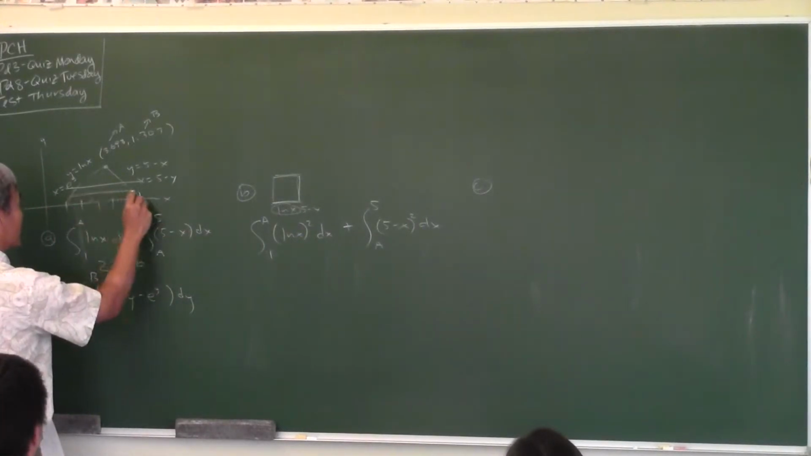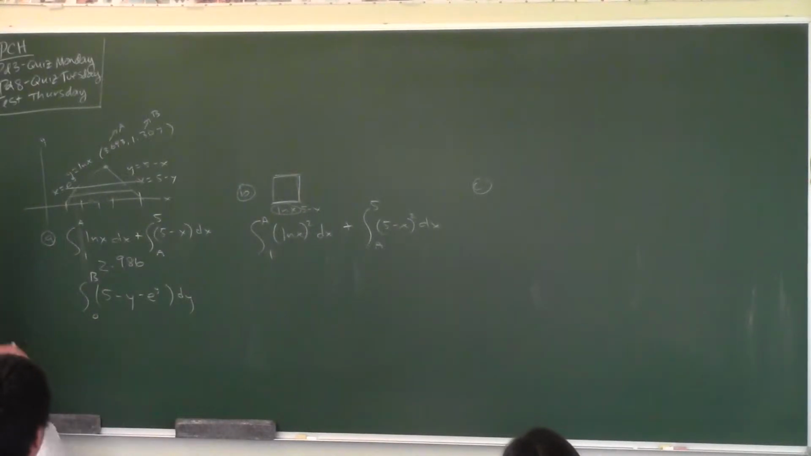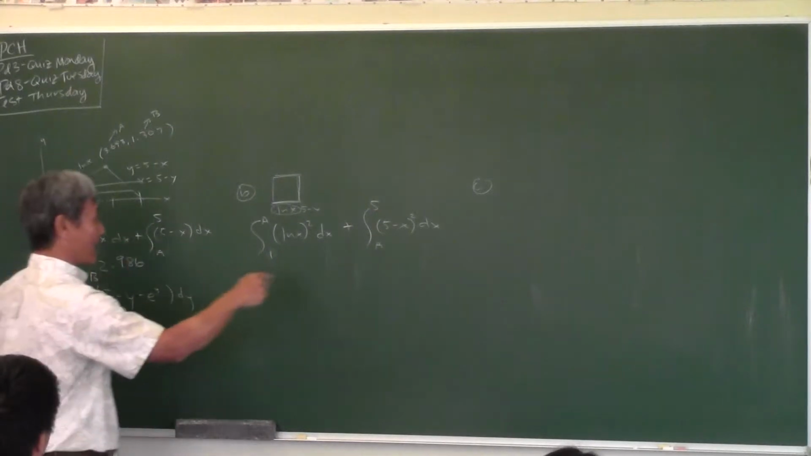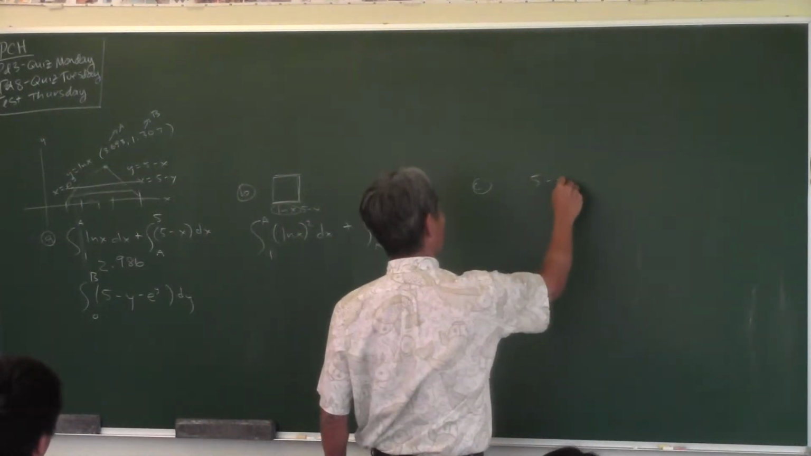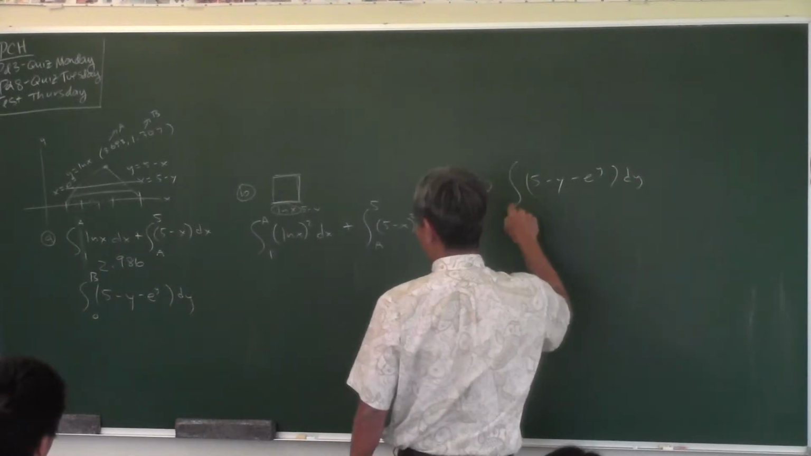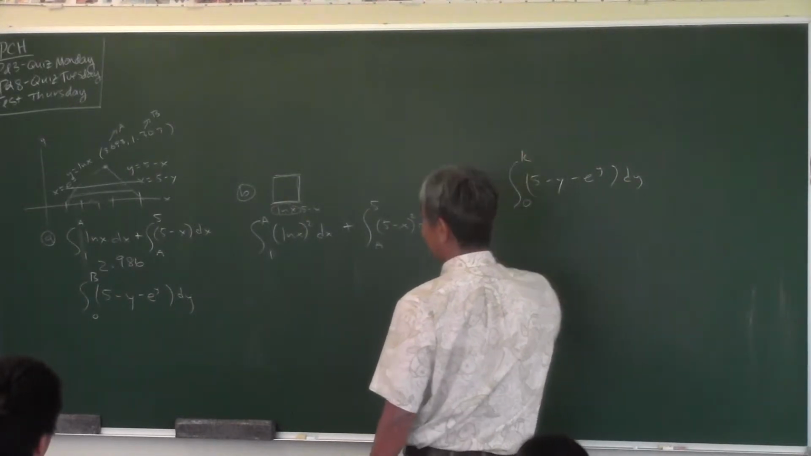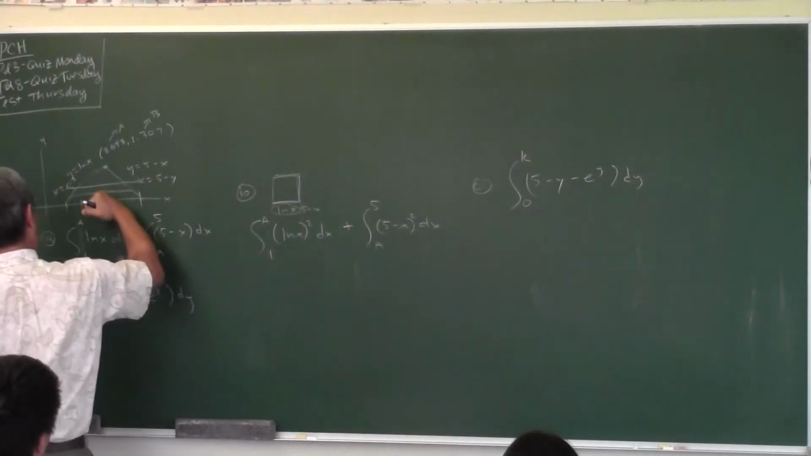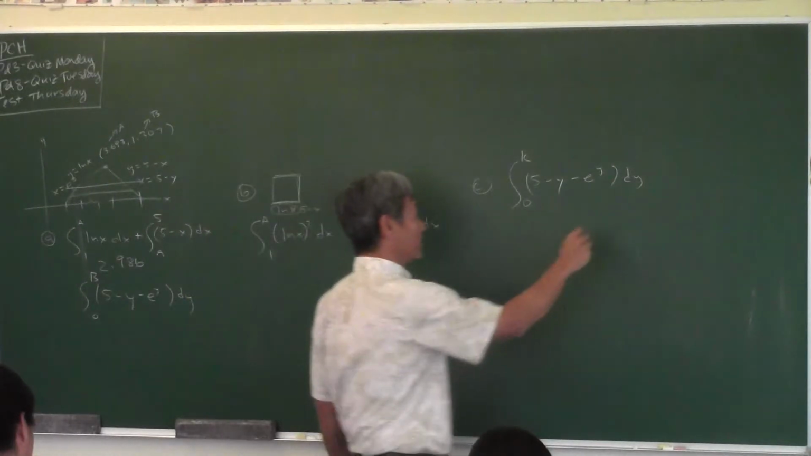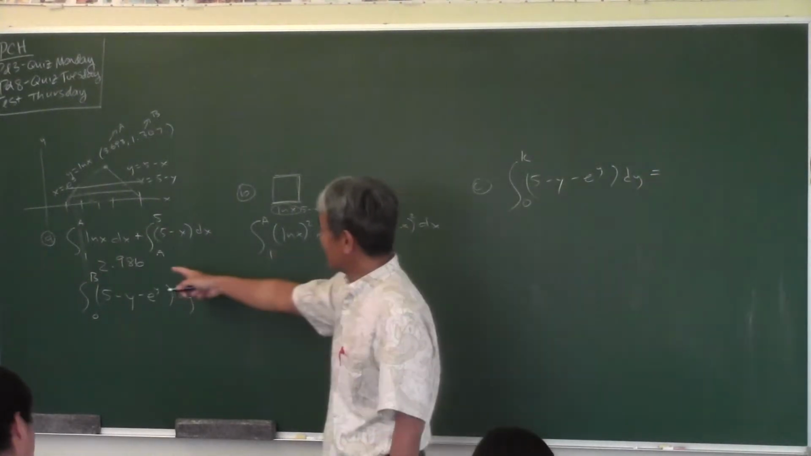If you make a rectangle horizontally like this, what's the length of that rectangle? Right minus left. So 5 minus y minus e to the y, multiplied by the width, and I'm going to add it up from 0 to k, right? And shouldn't that equal half of the area? Yes. So that should equal k.